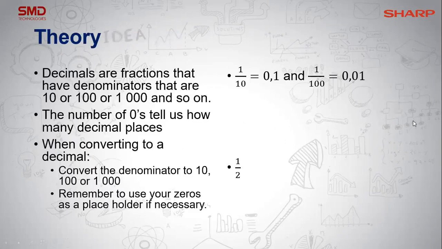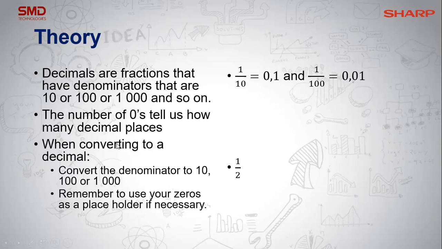Cool. Then for decimals, decimals are fractions that have denominators that are 10, 100, or 1,000, and so on. Okay, so the number of zeros tells us how many decimal places we have. Okay, so if I have 1 out of 10, I have 1 decimal place and the 1 slots into it. When I have 1 out of 100, I have 2 decimal places. So I start from the back, I fill in the 1, then I fill in a 0 as a placeholder because it cannot just be left blank. And then I've got a comma 0.